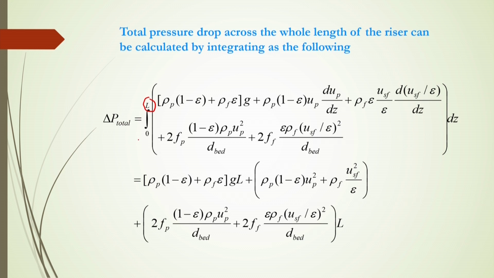If you integrate this, you will get this equation. Finally, you get the equation for calculating the total pressure drop for the whole length of the fluidized bed. It depends on the particle density, fluid density, voidage, particle velocity, fluid velocity, diameter of the bed, and density of the fluid. So there are several variables that affect the pressure drop inside the bed.